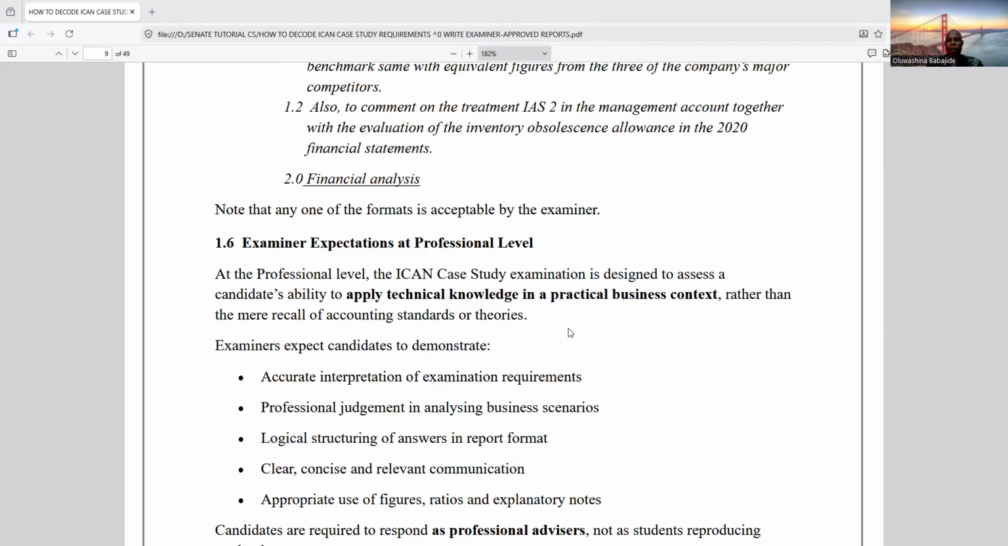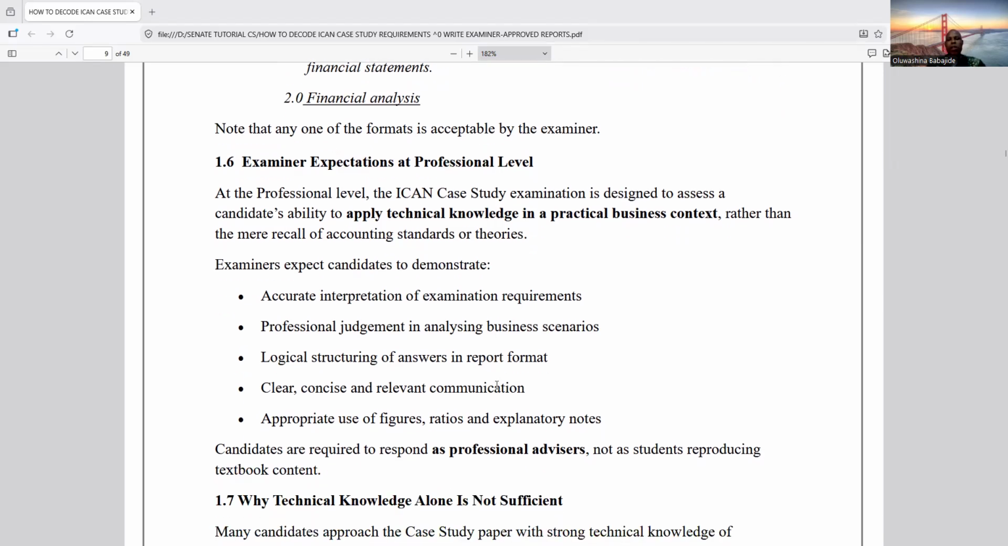So the examiner is expecting candidates to demonstrate, one, accurate interpretation of the examiner's requirement. You need to decode it and interpret it. For example, when you are interpreting gross profit margin, use the appropriate formula, then see what percentage you get. After you have calculated accurately, you interpret it: if the gross profit margin is 30%, it is a result of this. That is the accurate interpretation. You tell them the reason for what happened, then give a likely suggestion for the company as a way forward.